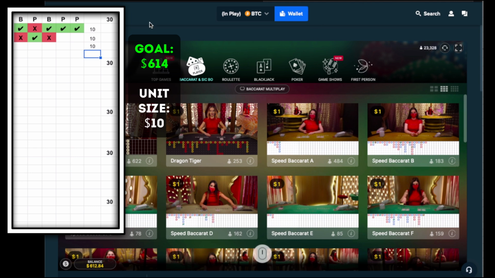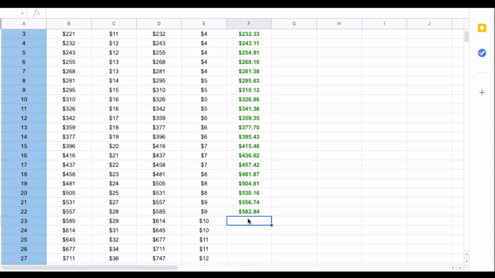Alright guys, a nice quick session. Take a look at our balance, $612.84. I'm going to pull up the spreadsheet. Okay, $612.84. Session number 23 in the books.